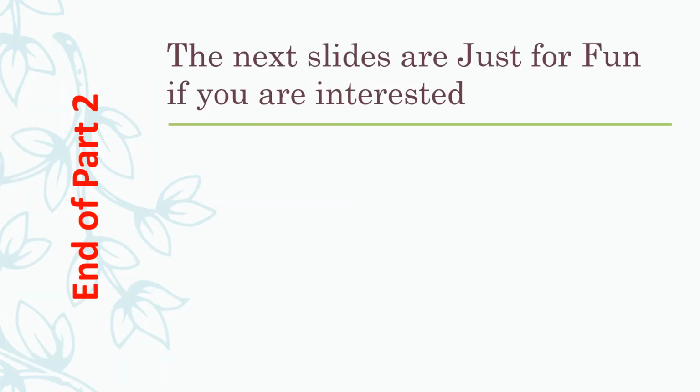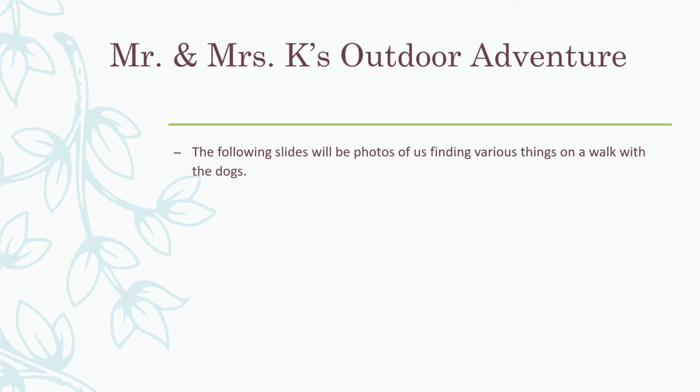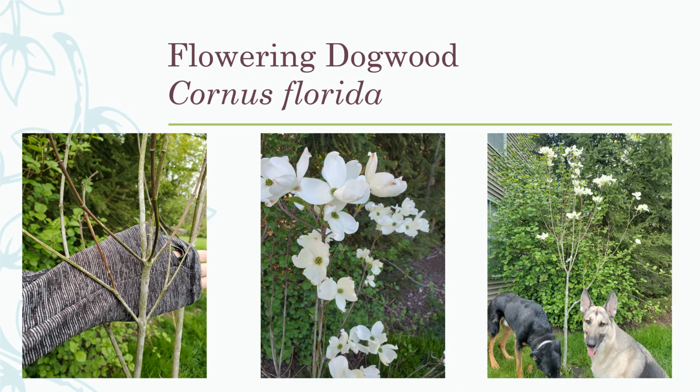All right, so this is the part where you could stop and go out and do your homework. You've learned how to identify the trees in the 3 steps. You've looked at various types of tree species that you might find, but part 3 is now just for fun, and basically it's just Mr. and Miss K's outdoor adventure. The following slides will be photos of us finding various things on a walk with the dogs, so if you're still sticking around, enjoy! So the first thing that we came across was in our own yard.